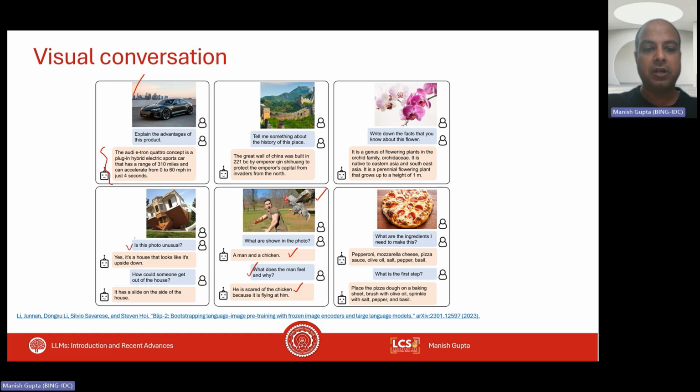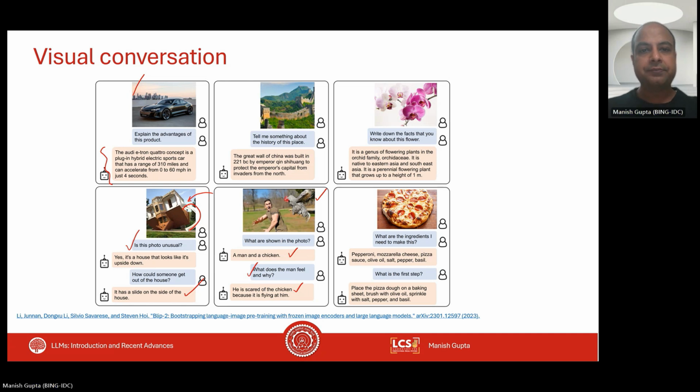Is this photo unusual? And this is clearly an unusual house. So it says, yes, it's a house that looks like it's upside down. How could someone get out of the house? And then it can say it has a slide on the side of the house using which somebody could potentially get out of the house. So it's not just encoded world knowledge, but it also knows how to reason given new situations in those senses.